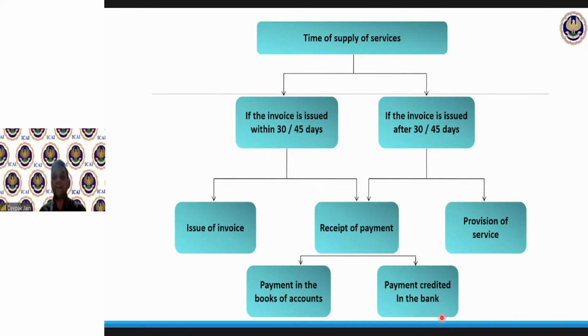So for a decrease in price, so I had to raise 990, but I've raised 1,000. For this differential of 10 rupees, I will raise a credit note. Debit note is for increase in value. Credit note is for decrease in value.